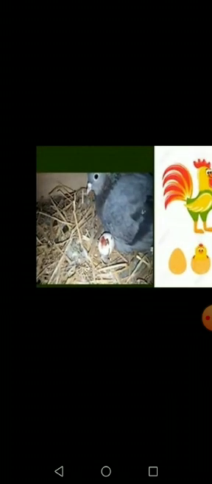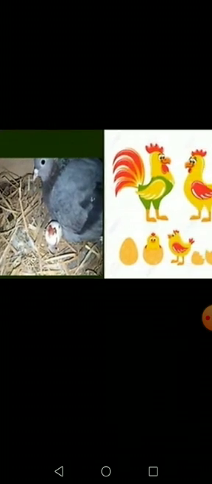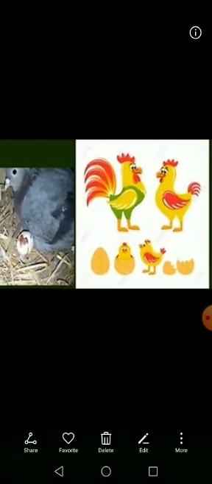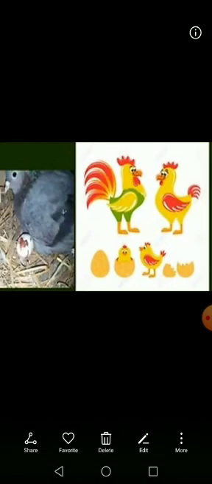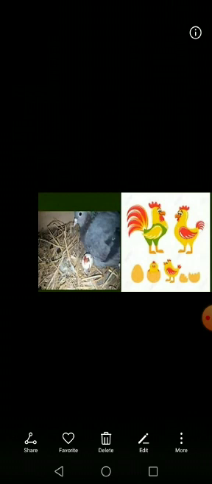This is a pigeon, a bird. They produce their own kind, like they lay eggs. Similarly, you see in this picture a hen lays eggs, then it grows into a chick, and then it grows into an adult hen. So they can reproduce. Similarly, you see in this picture that a seed grows into a new plant. So this is called reproduction.